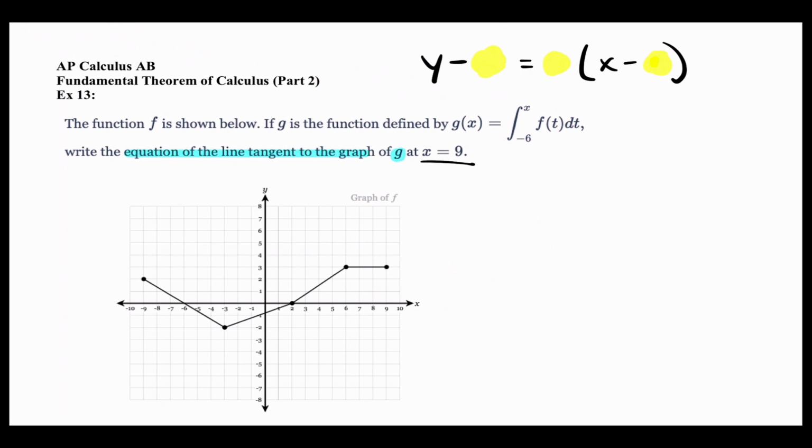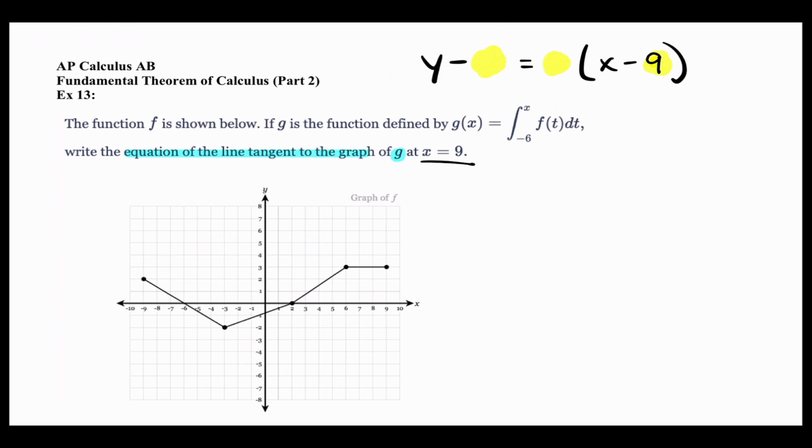Which of them is probably the easiest to find? The x-coordinate. They give it to you, right? X equals 9. Perfect. Let's write that in. Okay. This is a 3-point question. 1 point is already done. 1 point's given. Okay, so now we need a y-coordinate, and I need a slope.